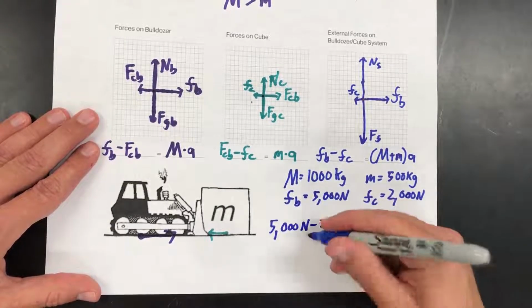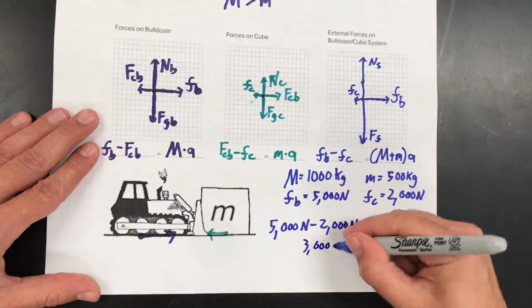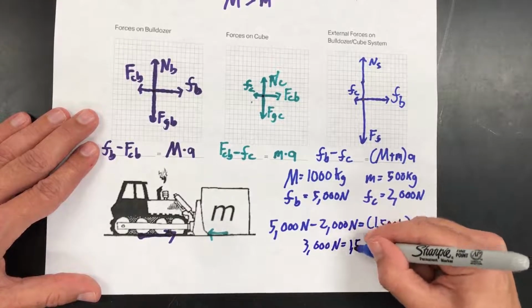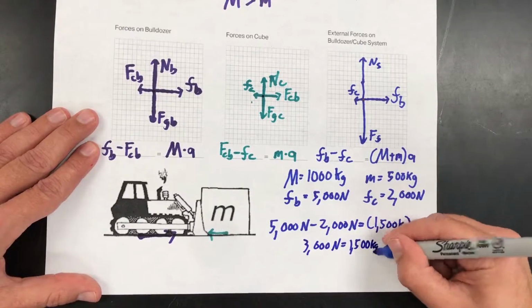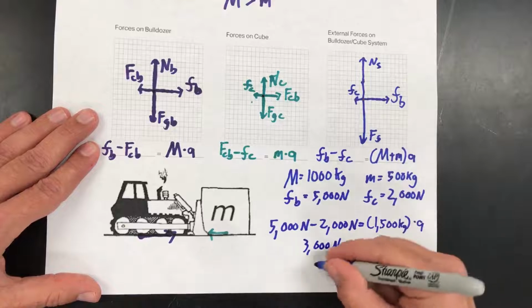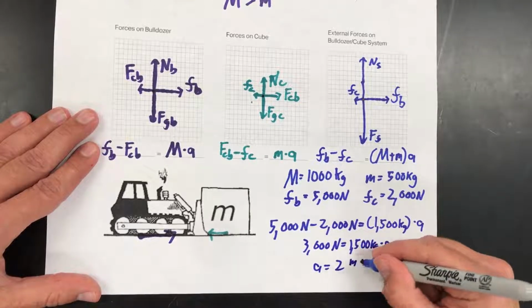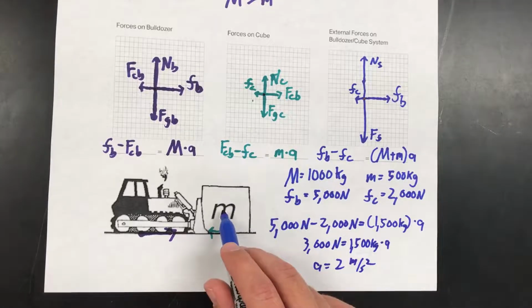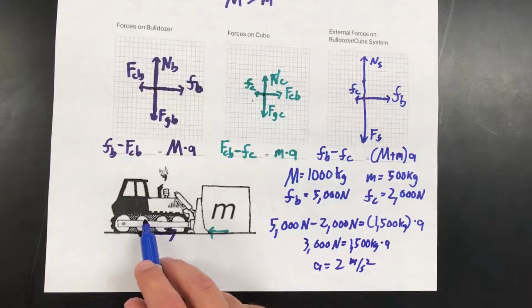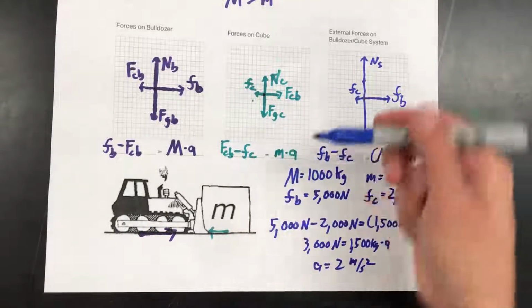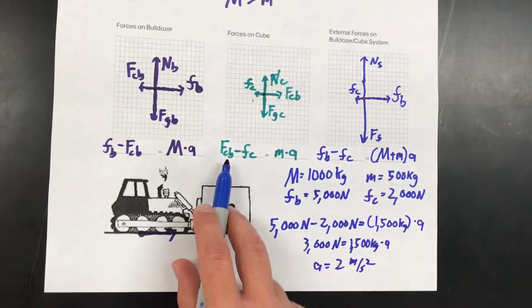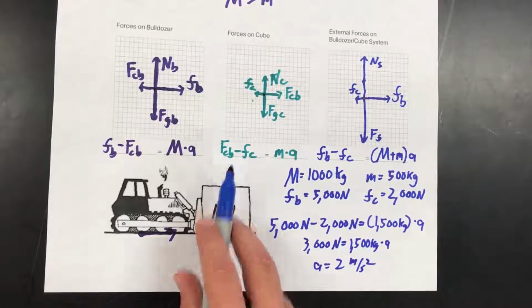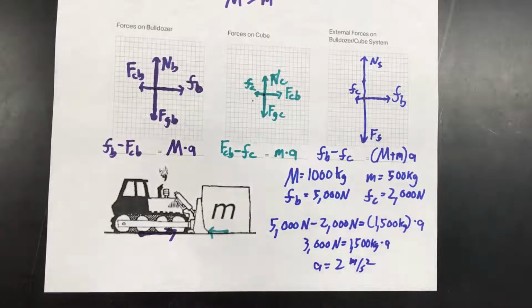So from this side, 5,000 minus 2,000 will be 3,000 newtons is equal to 1,500 kilograms times A. Divide that down, and you can see the A equals 2 meters per second squared. Technically, we solve for the acceleration of the system, but this is also the acceleration of the cube and also the acceleration of the bulldozer. So you could work backwards, for example, to find the force of the cube from the bulldozer there and solve it for that. So there's a challenge that you guys can try right now.